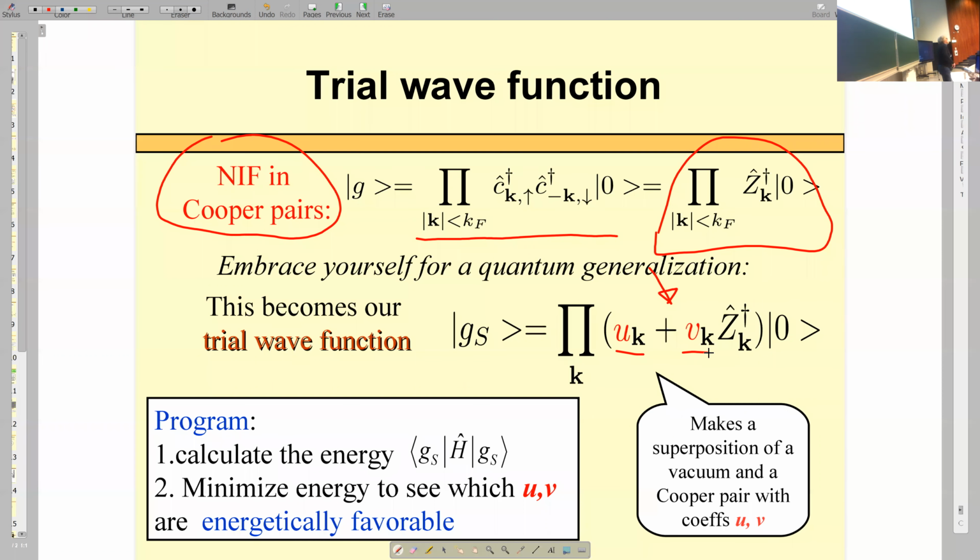We will see how single occupied states can come into this game. Very good. Now we can just apply mass scales to deal with this function. What is the goal? What's the problem? It is to compute the energy corresponding to this trial wave function and minimize it with respect to U's and V's.